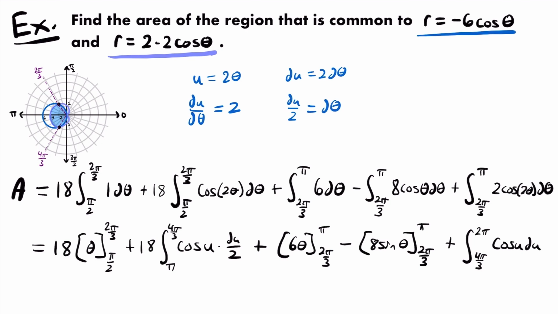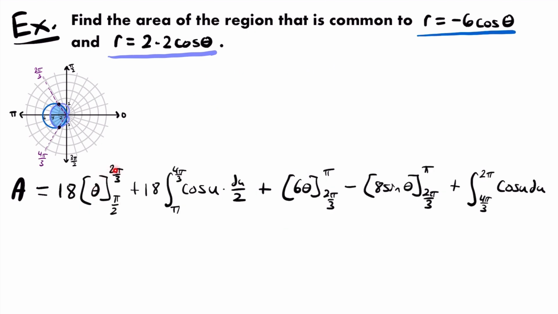We don't have to worry about working in terms of theta. We can just integrate and evaluate. And so let's move on to our next step. We can evaluate theta at 2 pi divided by 3 and then subtract the evaluation at pi divided by 2. So this is equal to 18 times 2 pi divided by 3 minus pi divided by 2. Then we'll have plus this integral. If we pull this 1/2 to the outside, 18 times 1/2 is 9, and then the integral of cosine is sine. So we'll be multiplying by sine u evaluated from pi to 4 pi divided by 3.